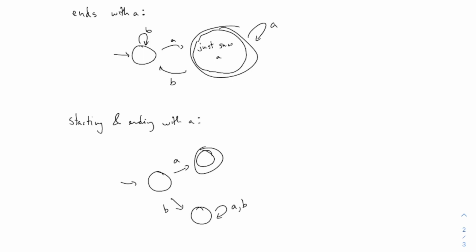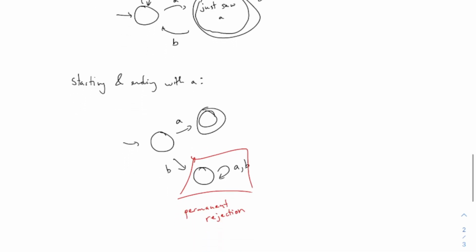This little bit of the diagram here is like a permanent rejection kind of thing. This is the way to think about that. Just that little piece of the diagram. Permanent rejection. Am I right, fellas?